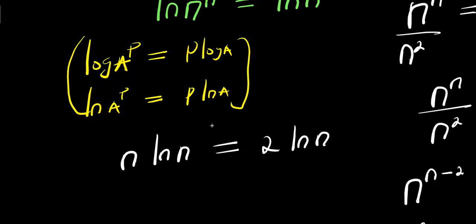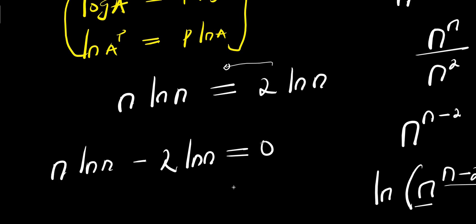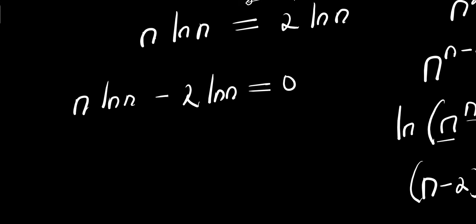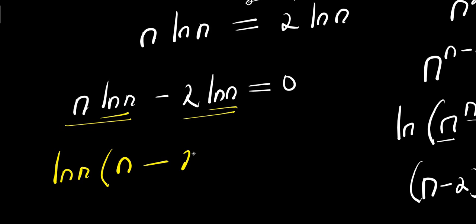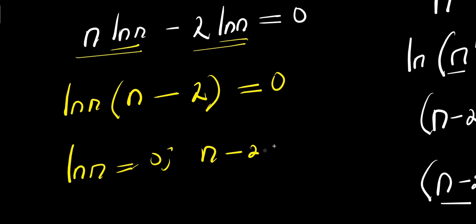Now, what I can do right here is to move this over here and have n times natural log n minus 2 times natural log n equals 0. So the common term here is natural log n. I have natural log n times n minus 2 equals 0. So I have natural log n equals 0. I have n minus 2 equals 0.